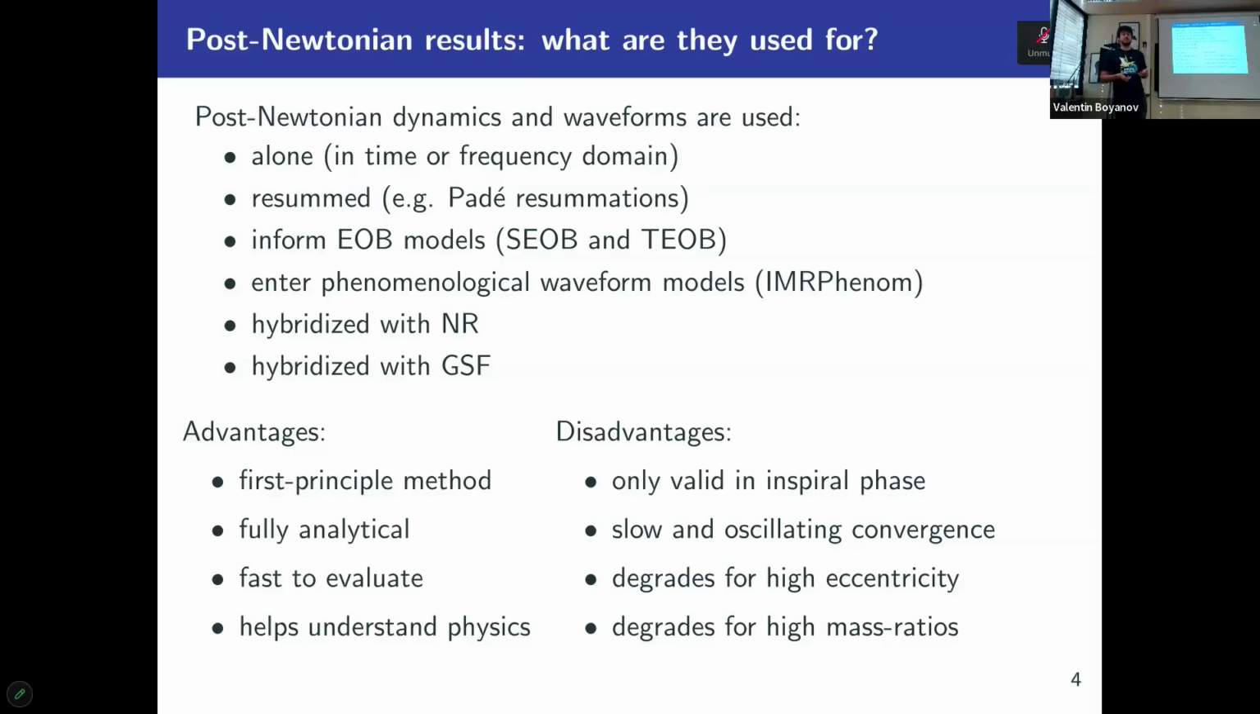But it has disadvantages, which is that it's only valid in the in-spiral phase. It tends to have a slow and oscillating convergence. I'll show you a plot where we see this, and it degrades for high eccentricity and mass ratios.